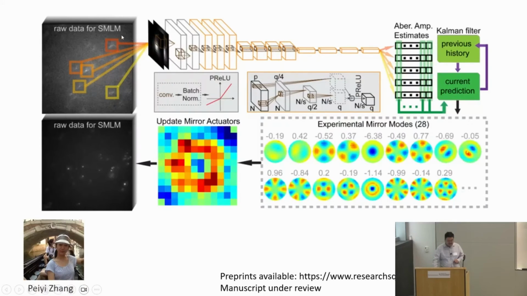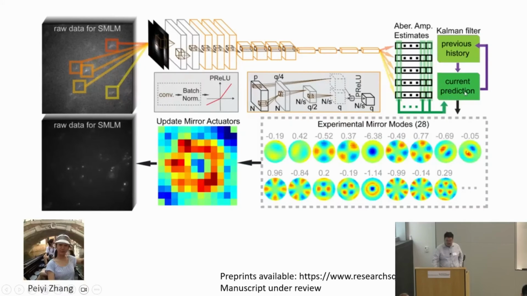Over here, you basically have your data. Your data is segmented into PSFs. You can see these are aberrated PSFs. They go into basically a similar architecture as SMNet. These SMNets, or deep neural networks, give you aberration amplitude estimates for different aberration modes. And each single molecule gives you one estimate.